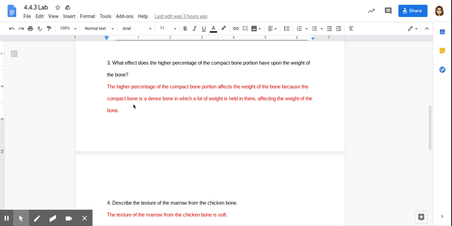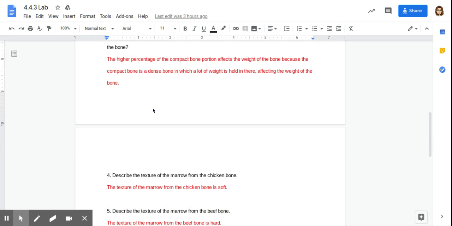So you could say the higher percentage of compact bone portion affects the weight because compact bone is a dense bone, and there's a lot of weight held in there. The compact bone is much more dense, so it's going to carry a lot more weight. Think density is mass per volume. That's why with a heavier density, you're going to have more of that mass, more weight.